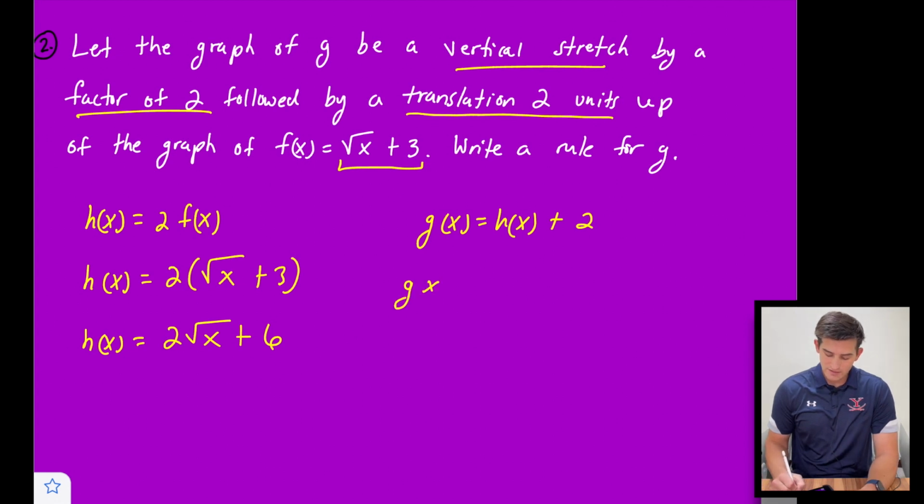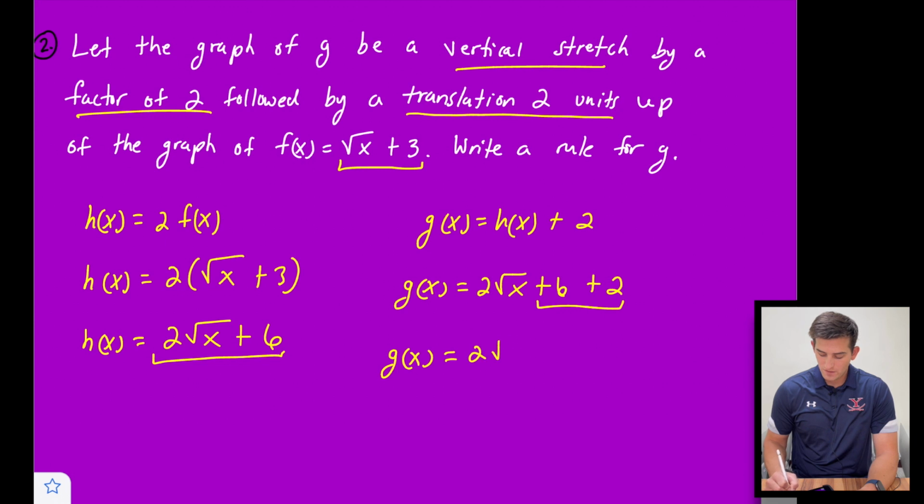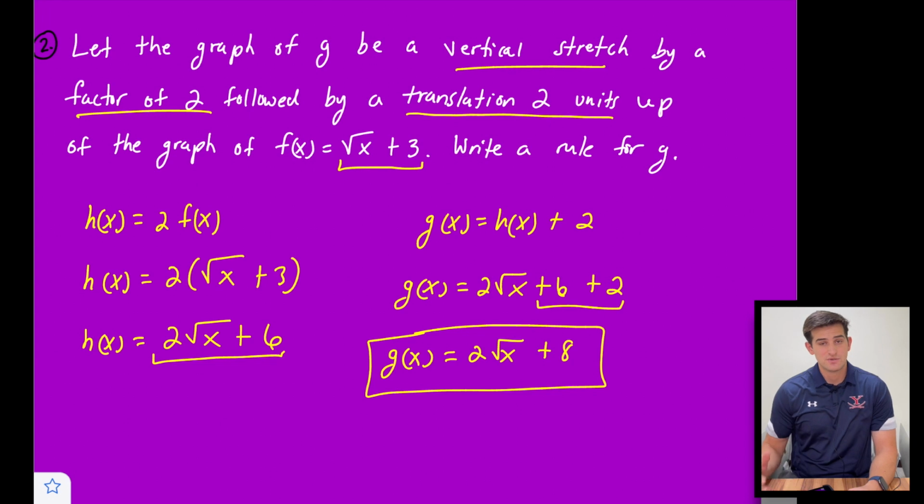So now we can write g of x is equal to, this is our most simplified h of x equation or function or expression. So 2 root x plus 6, and then we have this plus 2 at the end. So now to simplify, to find our final rule for g, we can just combine like terms and do 6 plus 2, not 2 root 6 there, 2 root x, to get our final rule for g. So g of x is equal to 2 times the square root of x plus 8.